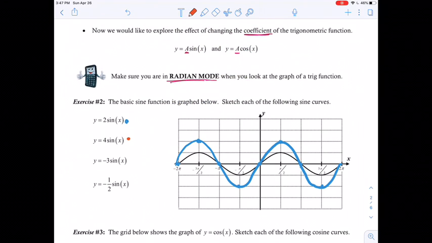Next one, 4 sine x. Still starts at 0. Instead of going just to 1, though, it's going to go all the way to 4. Then to 0. Then instead of -1, -4.